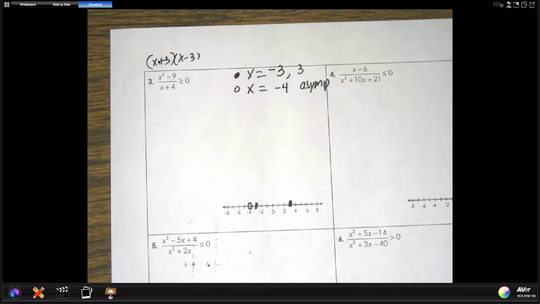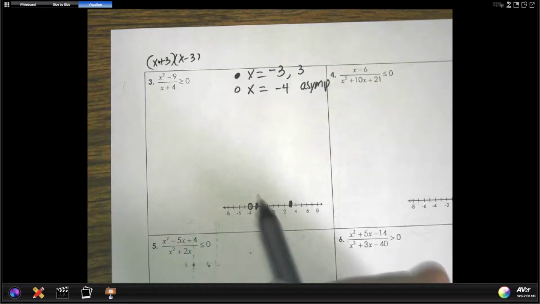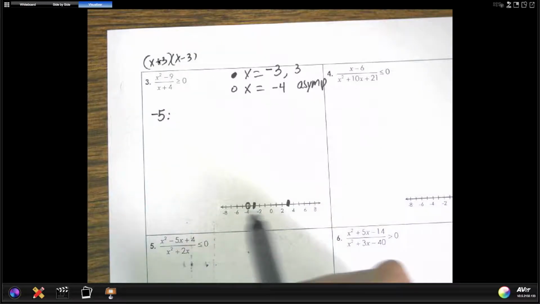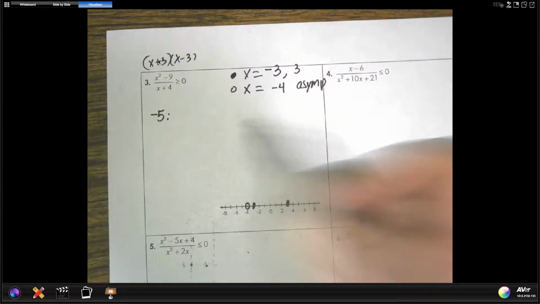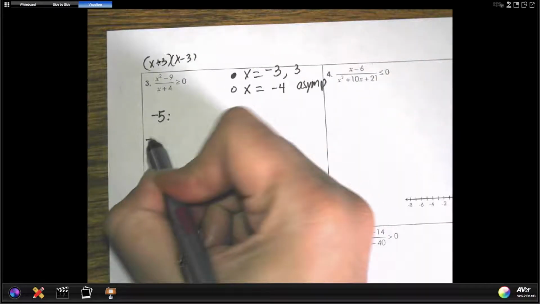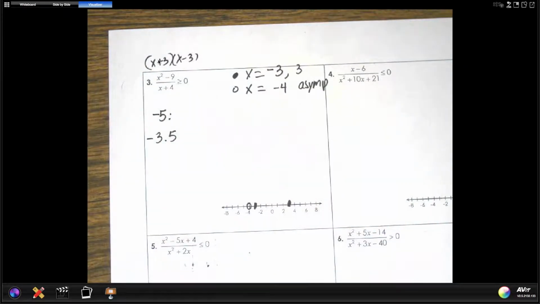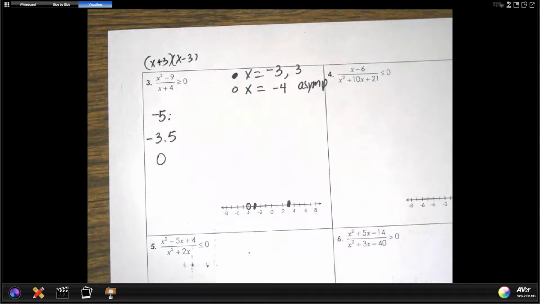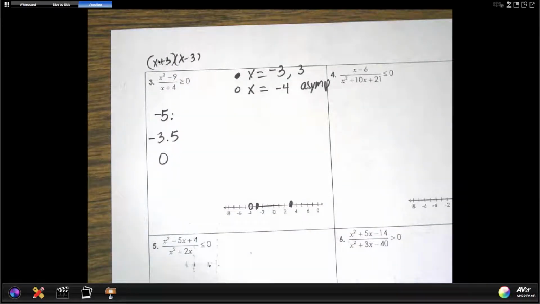Now next thing is I choose some test points. So to the left of negative 4 I will pick negative 5. In between these two I'll give negative 3.5. In between here, always love to use 0. And then after 3, I'll use 4.